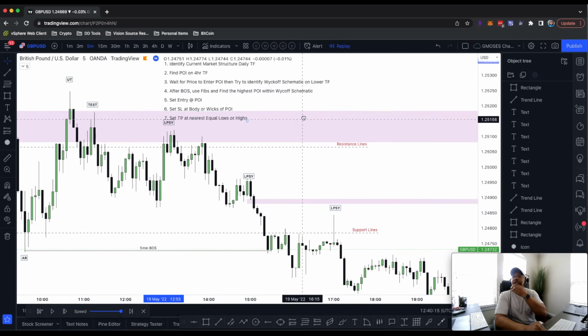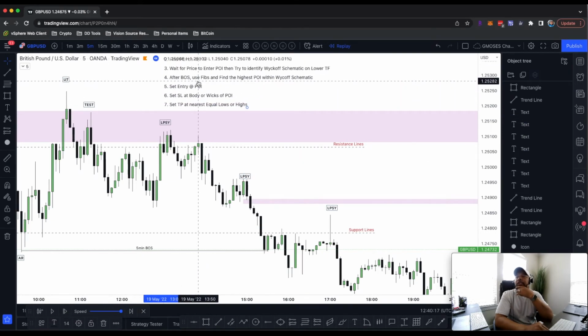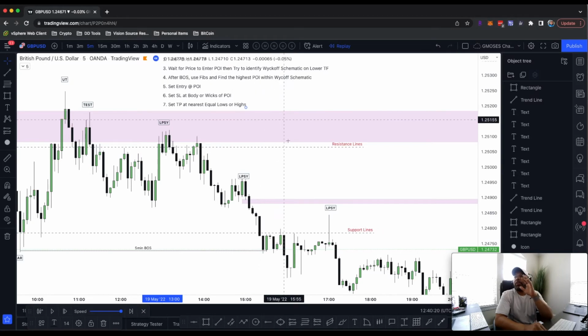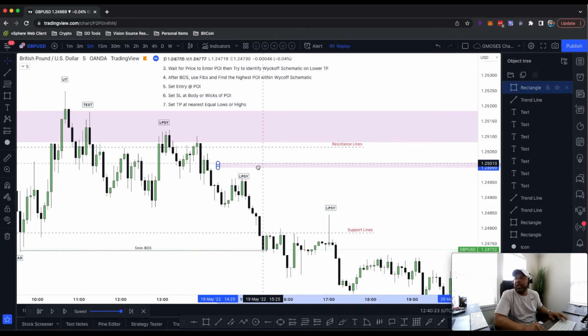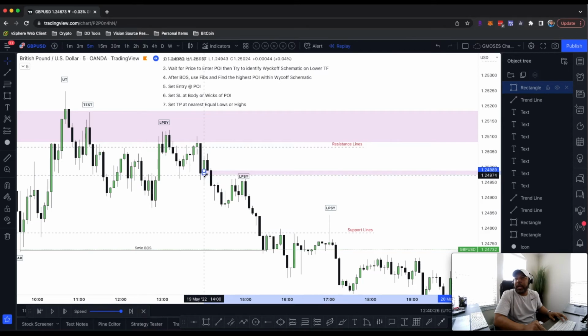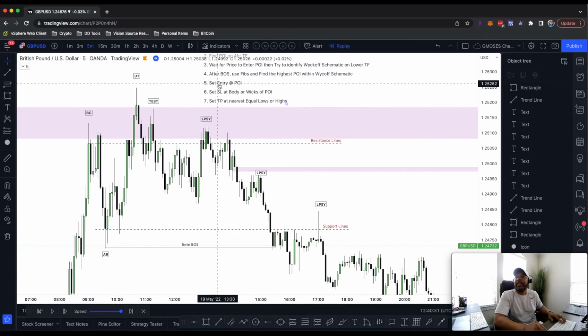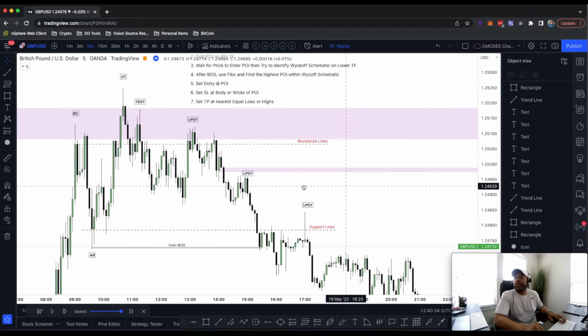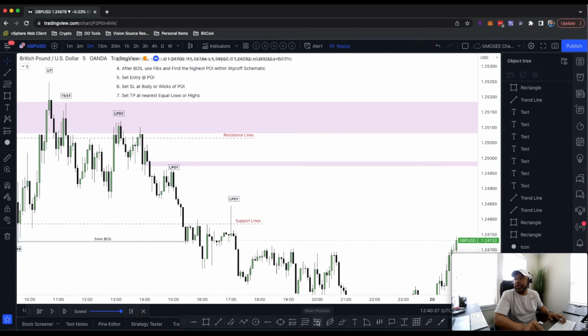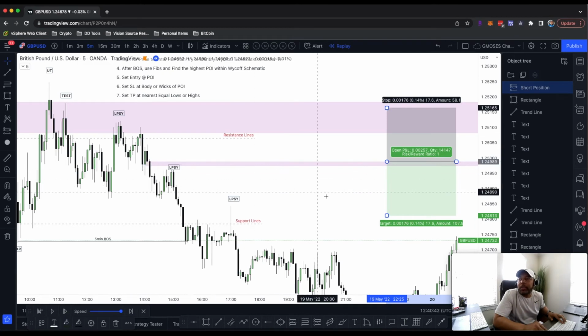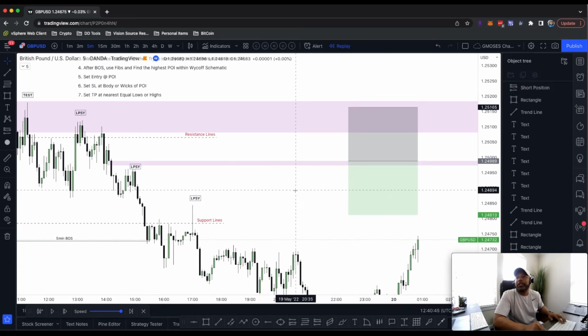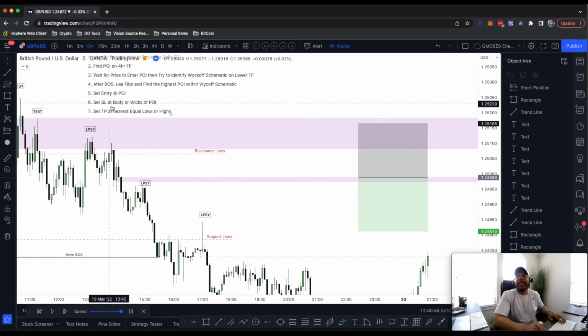So what does the strategy say? After the break of structure, use the fibs and find the highest point of interest. So we're going to put it on this point of interest here because this one is higher than this one here. Now the strategy says set your entry at the point of interest. So let's go ahead and get our sell tool and we'll set it right on this imbalance. For this particular strategy, it says set your stop loss at the body or the wicks of your point of interest. So it's your choice how you want to set this stop loss.